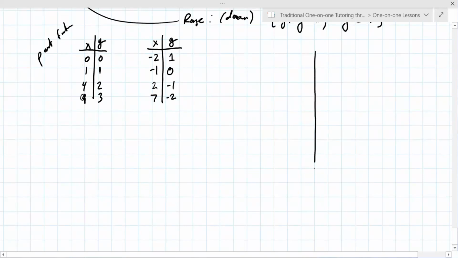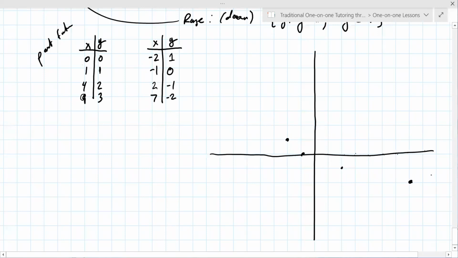So if I make a graph and I plot these points: -2, 1; -1, 0; 2, -1; 7, -2. There could be some confusion about which direction to go. Is it to the left? Is it to the right? There are no general rules, but usually, this is your starter point. You heard me use that phrase before. So it must be moving away from the starter point.